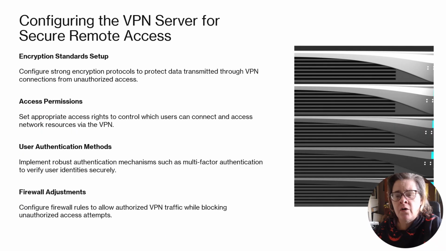Server configuration involves setting encryption standards, access permissions, user authentication methods, and firewall adjustments to securely manage incoming VPN connections. And yes, you certainly need to do all of those, all right? You'd have to have a firewall between the VPN and any sort of server as well, because even though VPNs are encrypted, and even if you tunnel or use IPsec or WireGuard or any of those, you still would have a firewall in all cases, all right? You just have to.